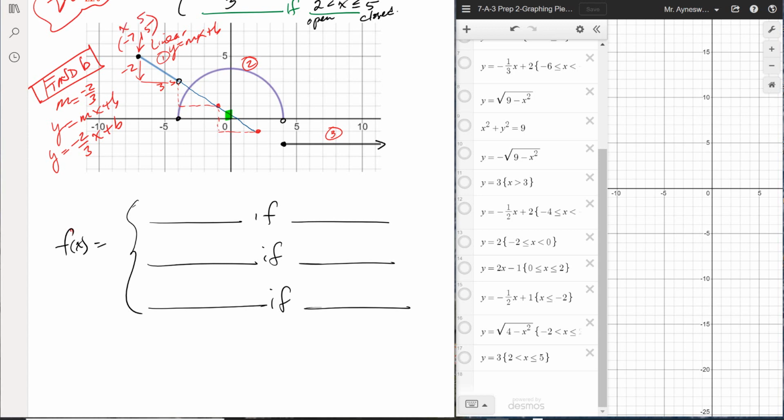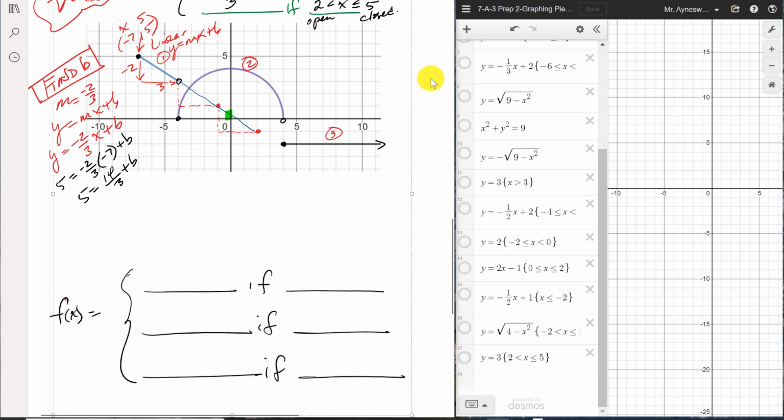So here we go. I'm going to put 5 here, and that's equal to negative 2/3 times negative 7, and then plus b. So this gives me y is equal to 14/3 plus b. Now 14/3, just so you know, give me a second here, I need some more room. That's what's cool about technology. Okay, so 14/3, 3 divides into 14 4 times. 4 times 3 is 12 with 2 remaining, so that's 4 2/3.